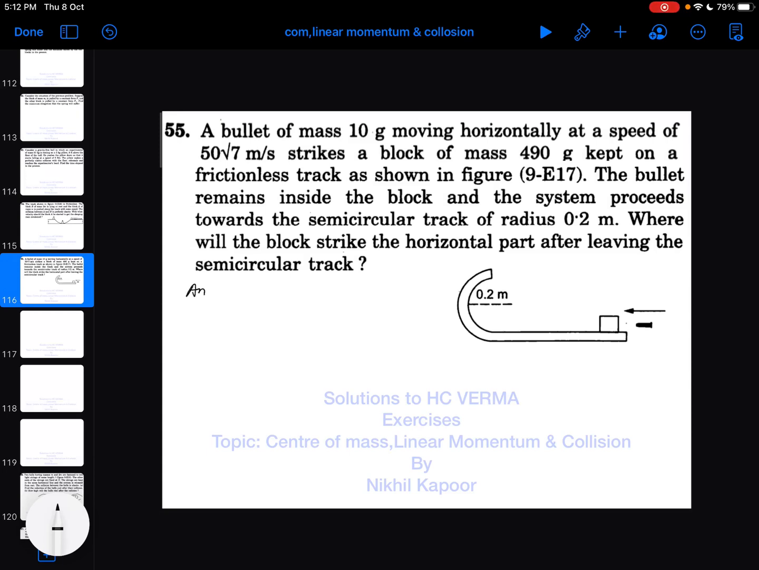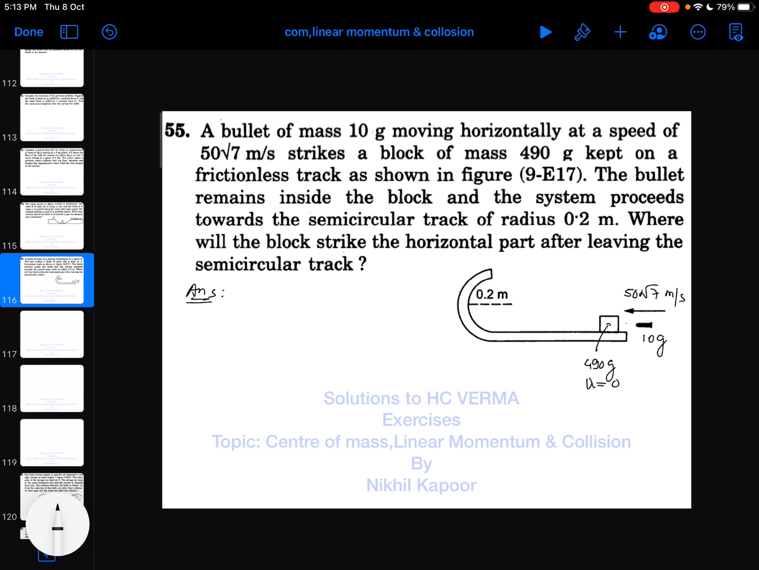So let's start with the 55th example. And what is said here: a bullet of mass 10 gram moving horizontally at a speed of 50 root 7 meters per second. It strikes a block, and this particular block is 490 gram and its initial speed is 0.